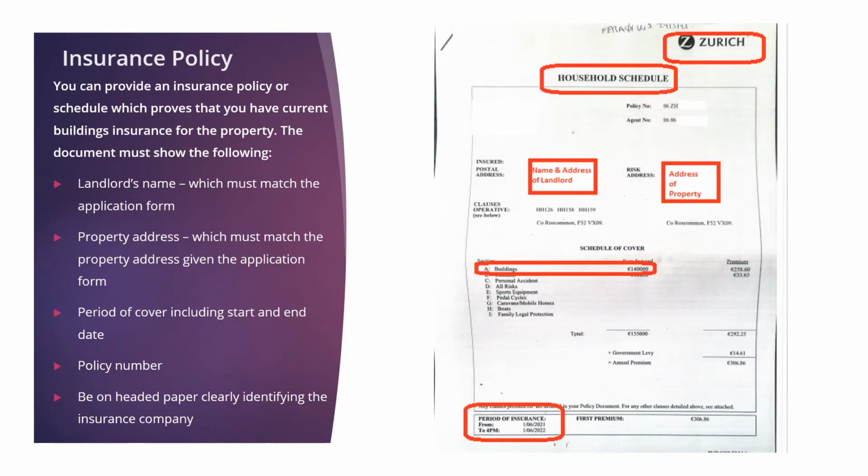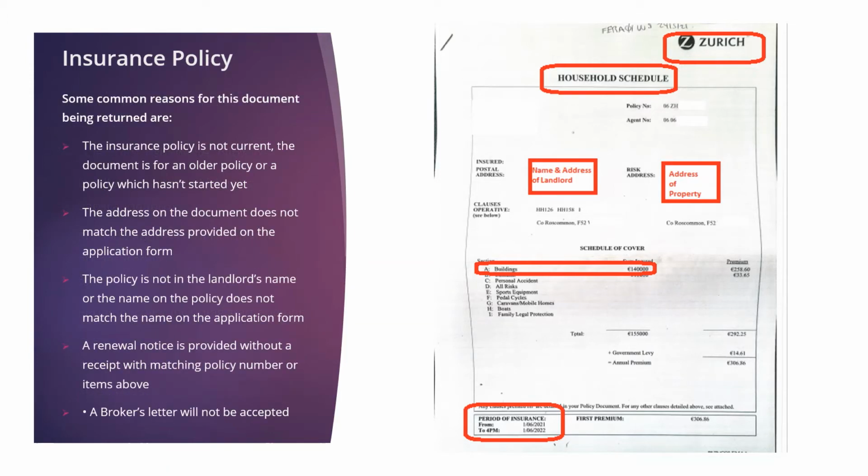Insurance policy. We accept the current buildings insurance schedule for the rental property as proof of ownership. Contents insurance is not accepted. We can also accept a building insurance renewal notice if this is accompanied by a receipt of payment by the insurance company. A renewal notice without receipt of payment will not be accepted.